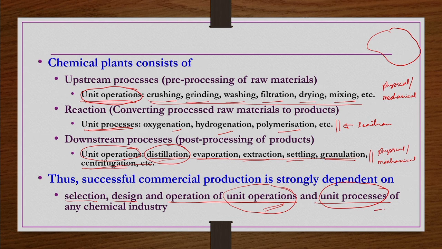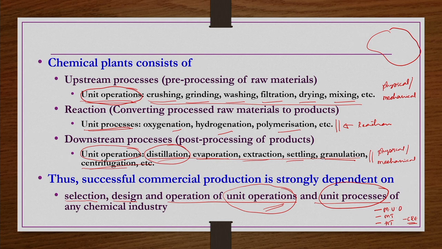Because for detailed unit operations, you have other courses, like mechanical unit operations, where you see the details of mechanical unit operations. Then in mass transfer, you see several types of unit operations being discussed. Heat transfer courses also discuss several types of unit operations. Then in chemical reaction engineering courses, you see a variety of unit processes. So individual courses are there to discuss unit operations and unit processes in detail.